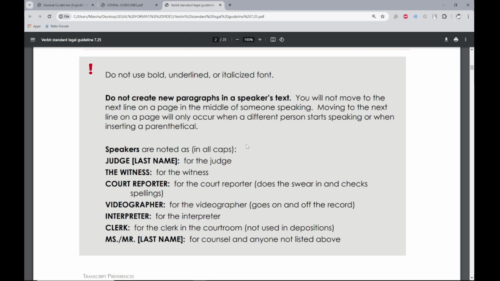Okay, so in a legal transcript, again, we have different speaker names. In a legal transcript, you are supposed to capitalize all the speakers. Any speaker you put, you have to capitalize it. Okay, not to capitalize it, but to put all the letters in caps. It has to be capital. All right.